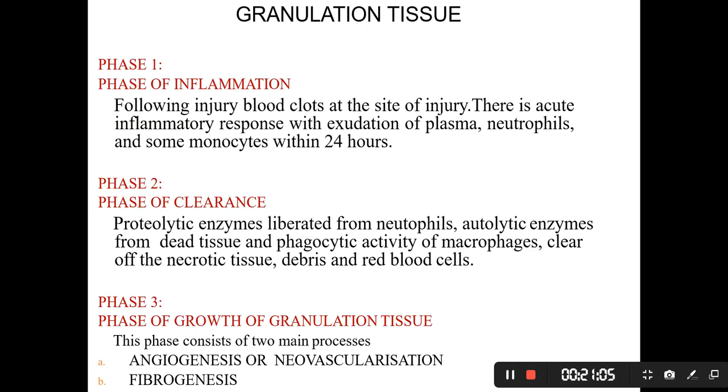Everything starts working together. Now what are the phases for granulation tissue? So what is granulation tissue? It is basically whenever you have an injury which is big. So first of all, there will be an inflammation going on. There will be blood clots at the place. There will be inflammatory cells coming out. They will kill the microbes and the dirt and everything. And if you have cleaned and disinfected your wound properly, then it undergoes the phase of clearance, where all the neutrophils and enzymes and all the dead particles and everything will go away from the wound.